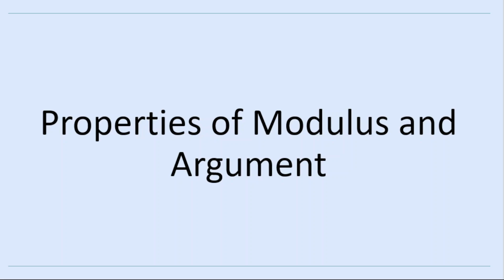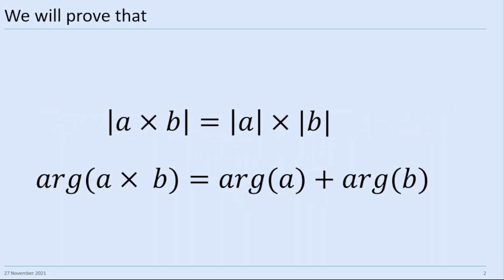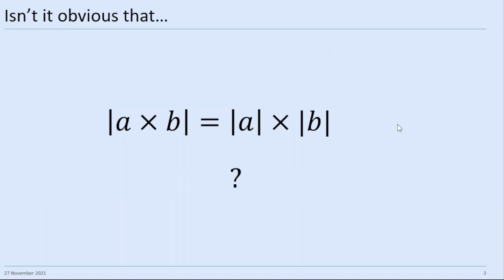I'm Simon. Today we're going to look at the properties of the modulus and argument of complex numbers. In particular, we're going to prove two interesting, useful and beautiful properties. The first is that the modulus of a times b equals the modulus of a times the modulus of b. And the second is that the argument of a times b equals the argument of a plus the argument of b. So first thing, is it not obvious that mod a times b equals mod a times mod b?